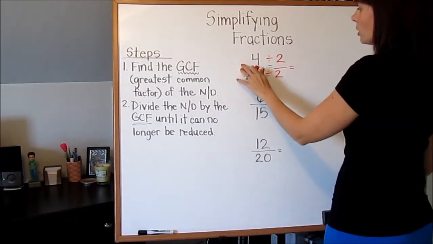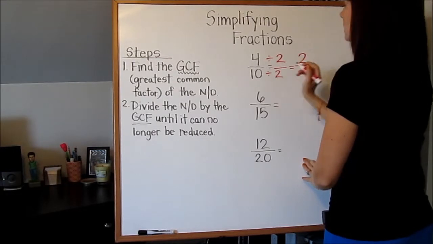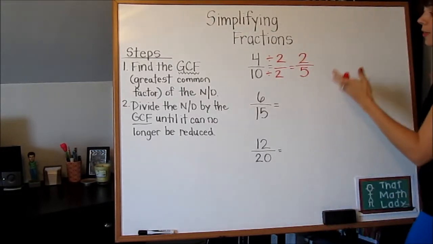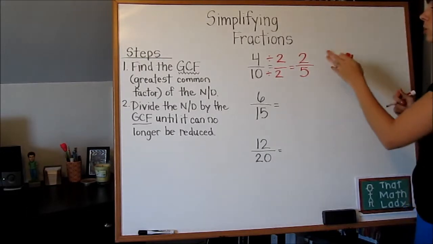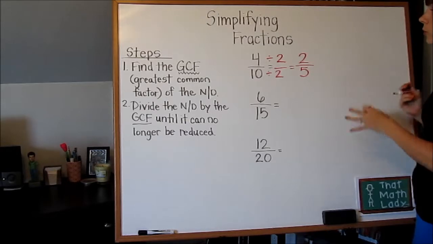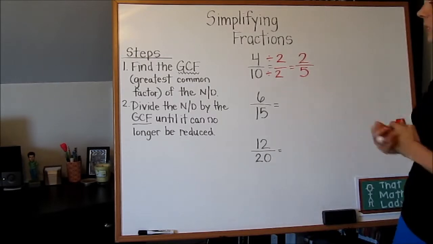And if I divide 4 by 2, I get 2. And 10 divided by 2 is 5. And I cannot think of any other factors that 2 and 5 have in common other than 1. So 2/5 is my simplified version of 4/10. Okay? Now I have 6/15 down here.